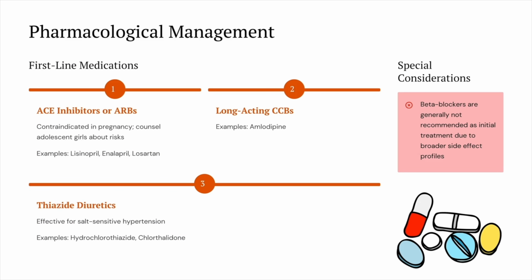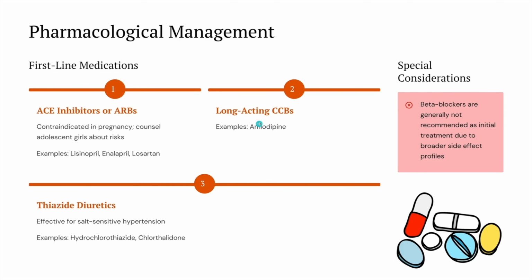So what medication should we start? You may have heard of A, B, C, D. So A is ACE inhibitor. So do remember it's contraindicated in pregnancy. Do counsel the adolescent girls about this. Examples like lisinopril and enalapril. B, beta blocker is commonly used in adults. But actually beta blockers are generally not recommended as initial treatment in children because they have broader side effect profiles, such as exacerbation of asthma.